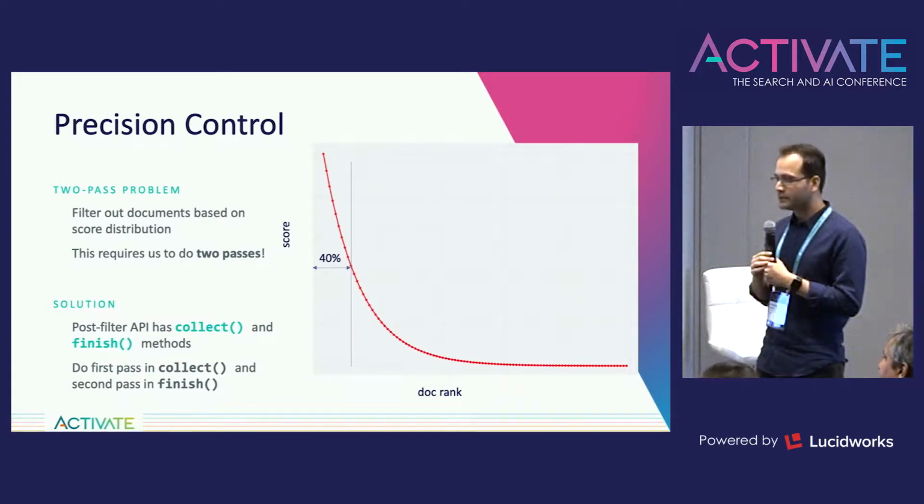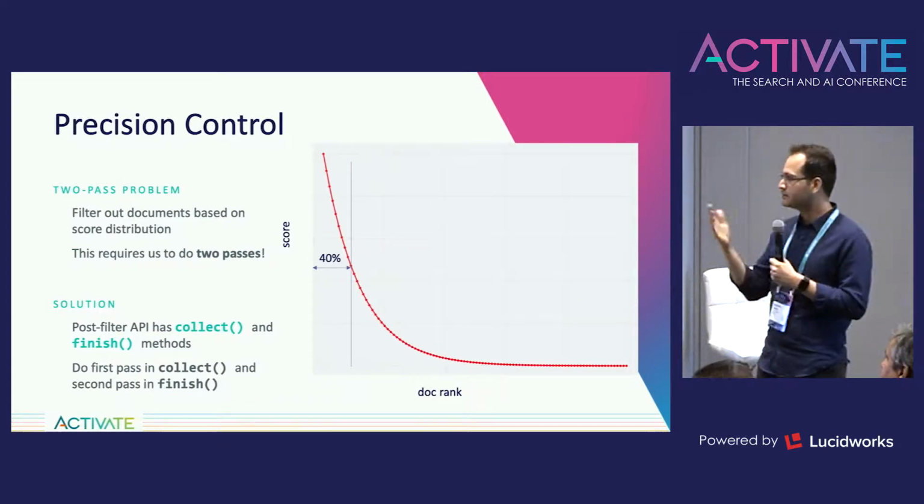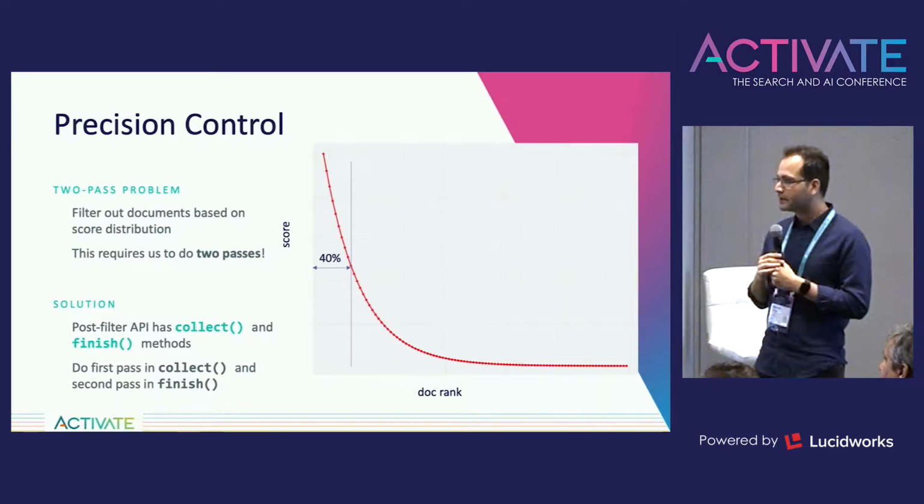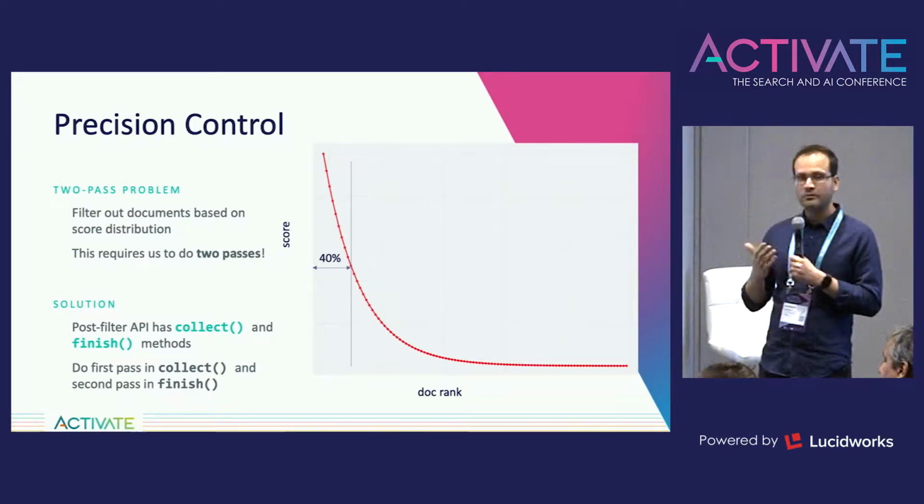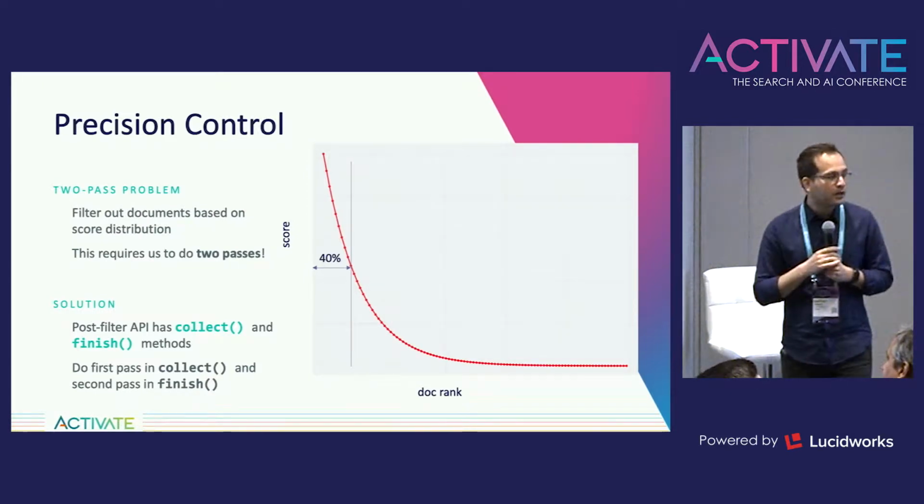You could do something a little more intelligent. You could look at the statistical distribution of the scores and try to come up with a point, almost like an inflection point.